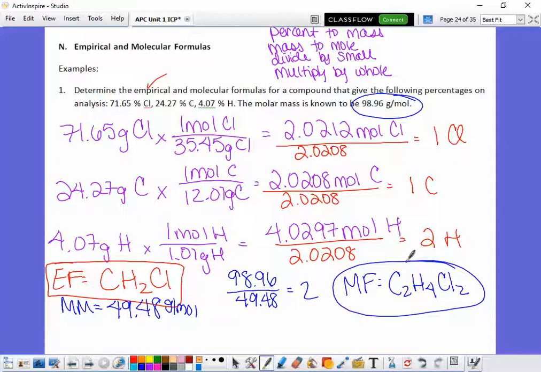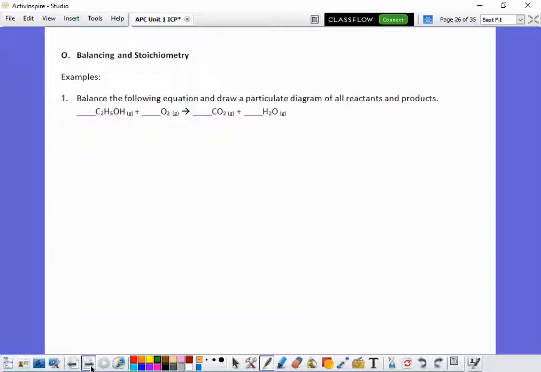Alrighty. Let's go ahead and skip to the next problem. Let's go ahead and jump to page 10, number 14A. All right, this one has asked us to balance that equation and draw a particulate diagram of the reactants and products. So take a moment to balance that equation.